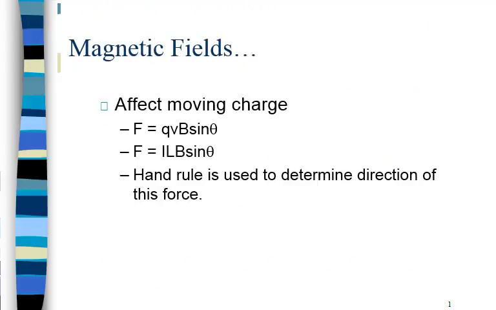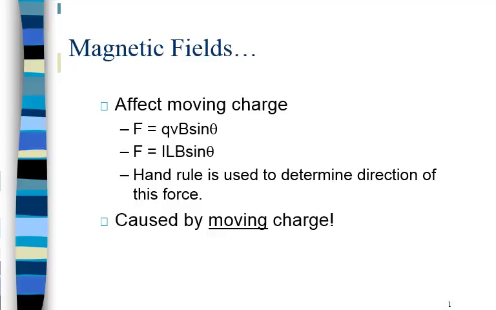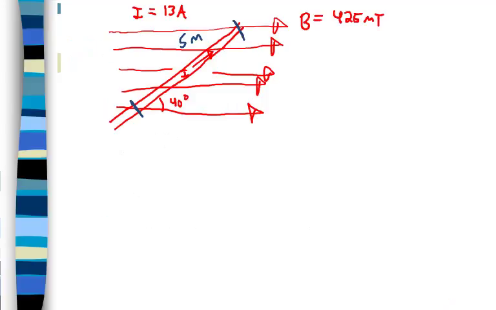So, magnetic fields affect moving charges, individual charges, protons or electrons, as well as current. And we use that right-hand rule to determine the direction. And the key here is that it's moving, right? In both situations, with a single particle, you have a certain velocity. With I, current, you have a certain amount of coulombs per second, right, that are passing through.